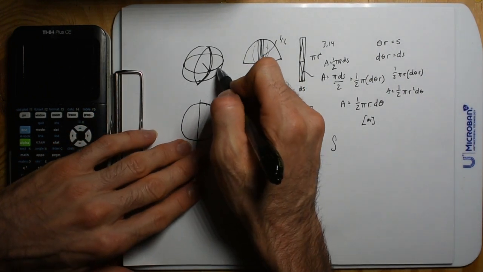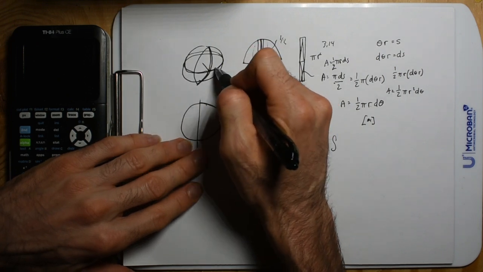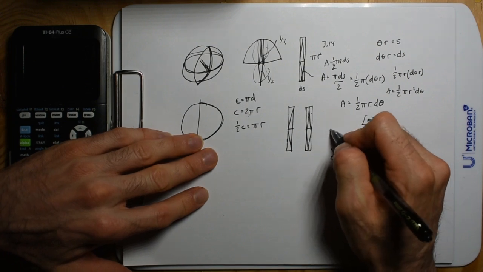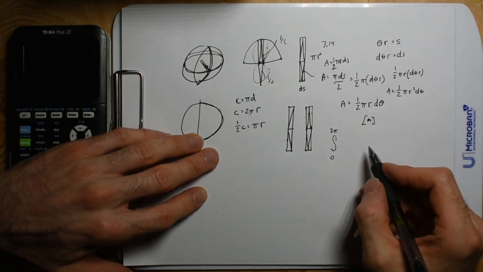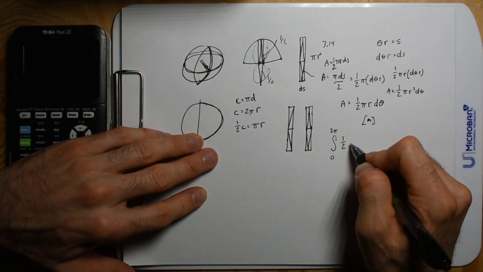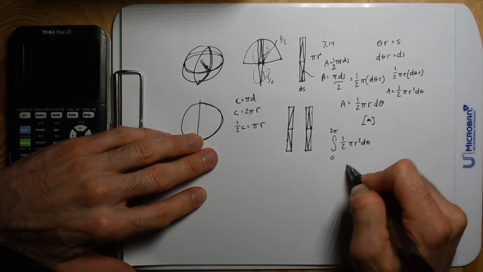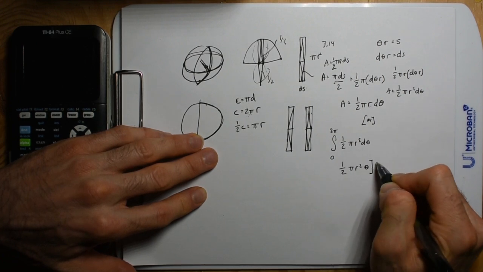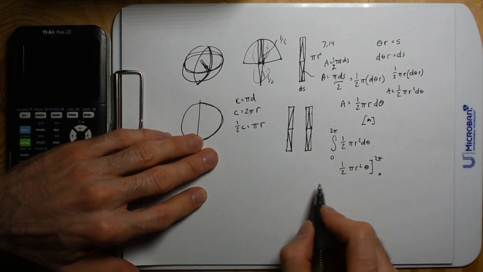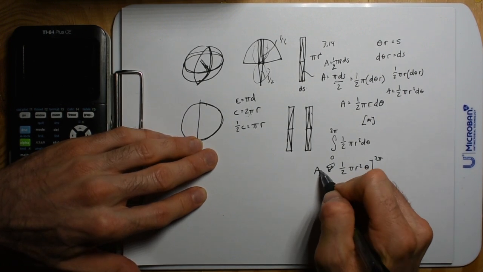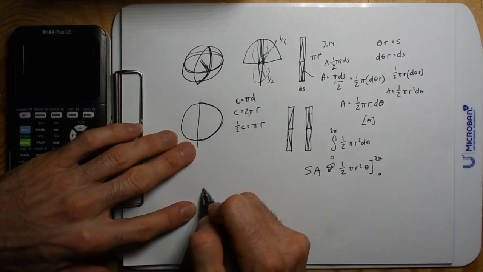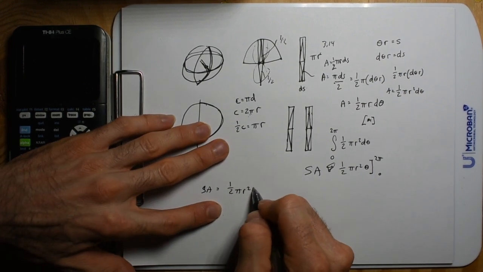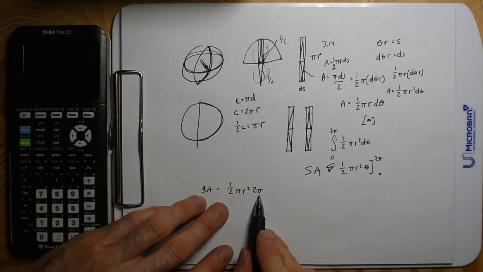But once we rock and roll this thing all the way around 2 pi, we'll just be set. So 0 to 2 pi, and we have 1/2 pi r squared d theta. Obviously, it's just 1/2 pi r squared theta evaluated at 2 pi. I'm going to take a little shortcut and just say this is surface area. So my surface area is 1/2 pi r squared 2 pi.